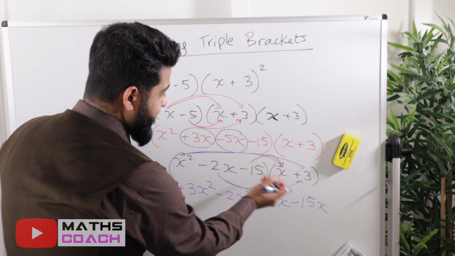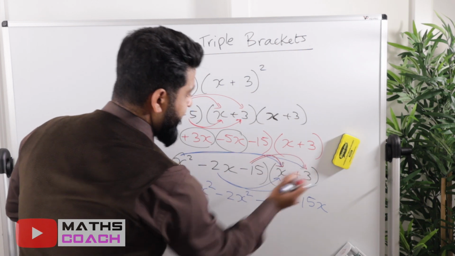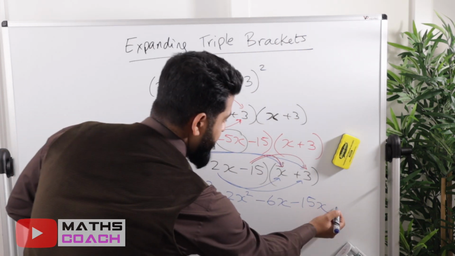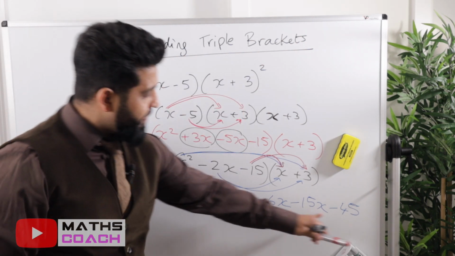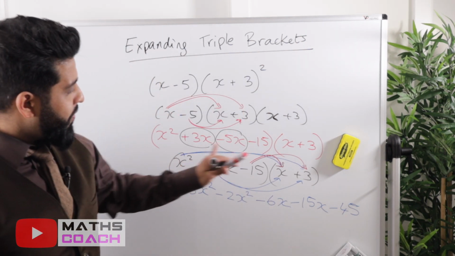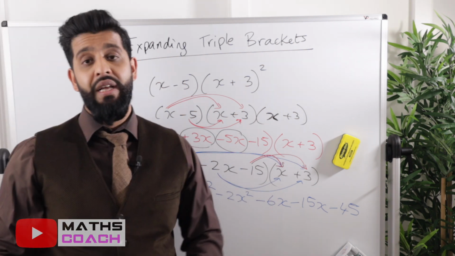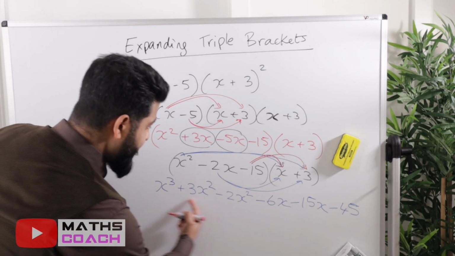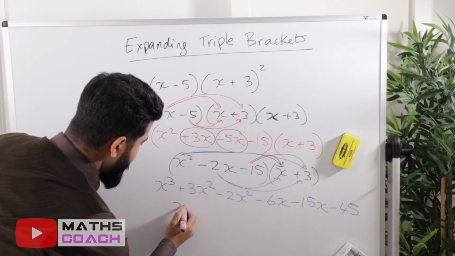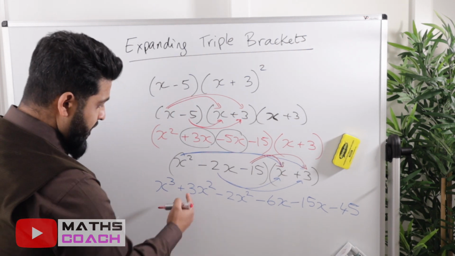And then minus 15 times by 3 is minus 45. Right, so there we have it. We have expanded the terms inside the bracket. All that is required now is to collect them together. So x cubed, there's nothing similar to that. So it's just x cubed.